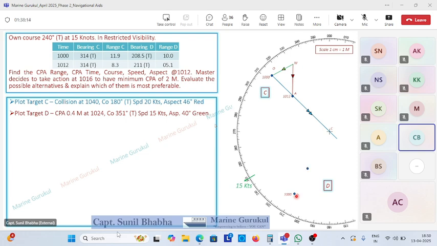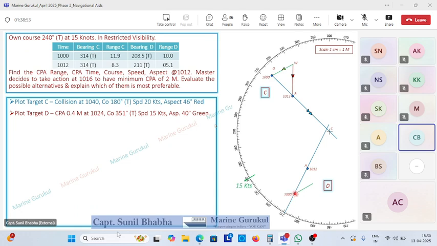The second bearing is 211 degrees true. So at a bearing of 211, the range is 5.1 nautical miles. As per our scale, at a range of 5.1 nautical miles, we plot the second position of the target Delta. This observation is taken at 1012 hours and this position is named as Alpha. Now we join Oscar to Alpha and extend this line. The Oscar to Alpha line extended gives us the relative line of approach.